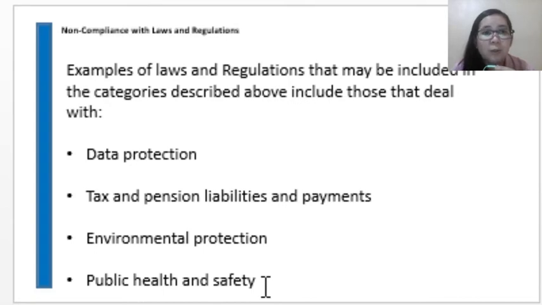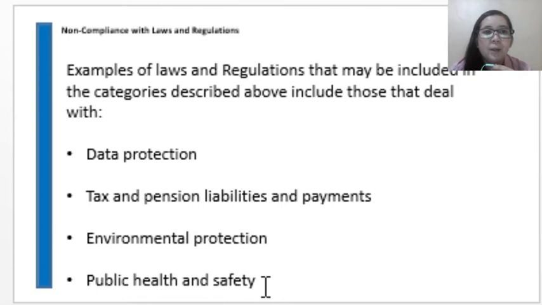Okay, data protection also, because in this case, data and information are very sensitive, and should be considered personal and should not be shared with other entities. So violation of this will also result in non-compliance, because we have the Data Privacy Act to protect the data or personal information of a certain person or entity.